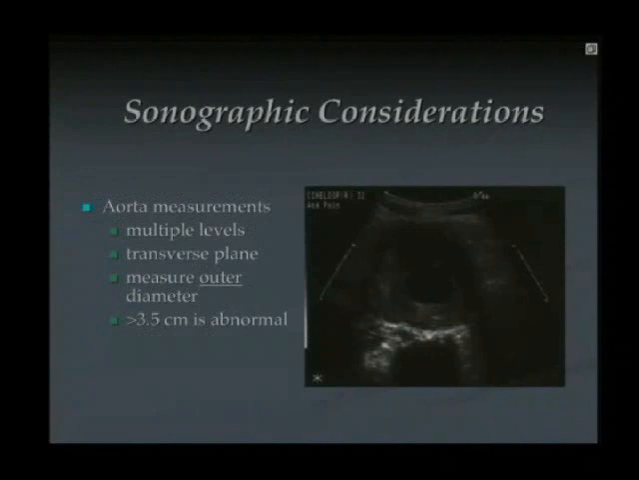Because there's this gray zone between 3 and 5 centimeters, a lot of people say, oh, but it's not 5 centimeters, therefore they're not going to operate. That's completely wrong. Remember, that's for chronic stable aneurysms that are asymptomatic, not in your emergency department at 2 a.m.